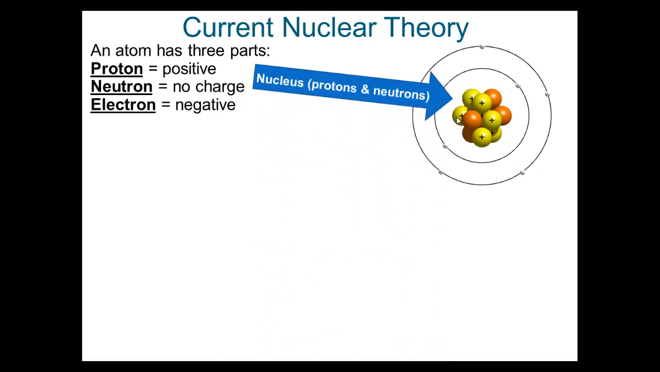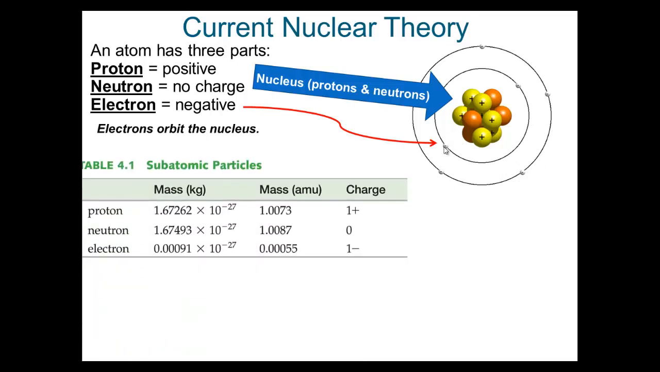So this bulky stuff in the center with your protons and neutrons is actually called the nucleus. This whole center part is the nucleus. The electrons are not part of the nucleus. They actually orbit around the nucleus. And most of this atom is actually empty space, and these electrons are really tiny.